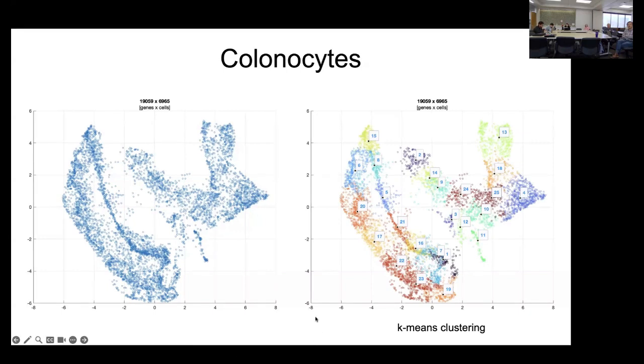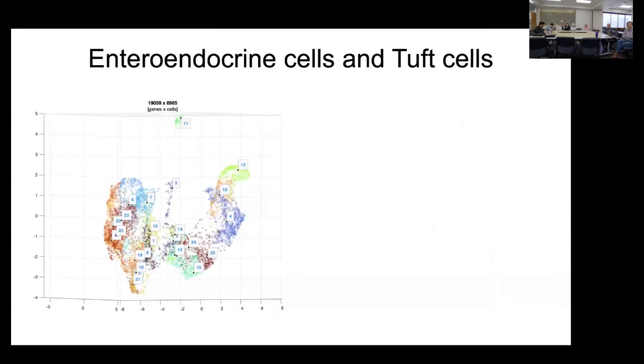I use k-means clustering, and I just play around with the numbers until I find one that really separates out everything the way I like it, visually, and then I can go from there. The first thing I do with the colonic cell types is separating out the enteroendocrine cells and the tuft cells, because they actually stick out from the data. In this case, cluster 11 I know is going to be the enteroendocrine cells, and this cluster over here, number 3, is going to be the tuft cells.